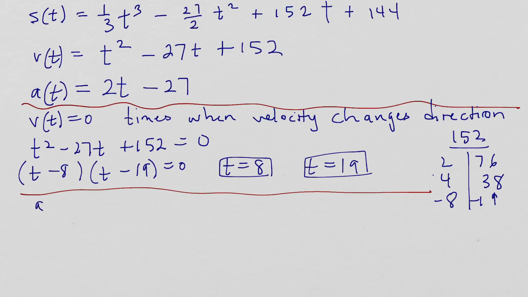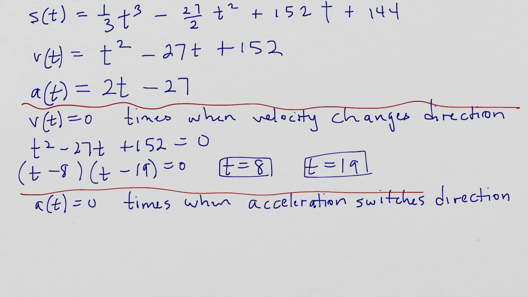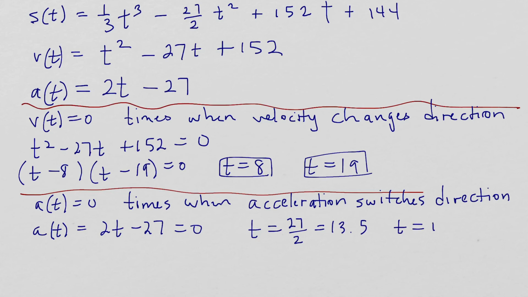All right, next thing we do, we're working on our table of signs, is we figure out where the times are where the acceleration switches directions. So A of t is 2t minus 27, set equal to 0. T is equal to then 27 over 2, or you can write it as 13.5. So t is equal to 13.5, the acceleration switches directions. All right, so now we're ready to set up our table of signs.